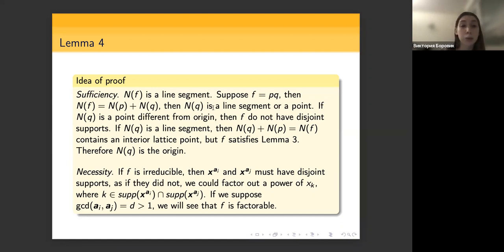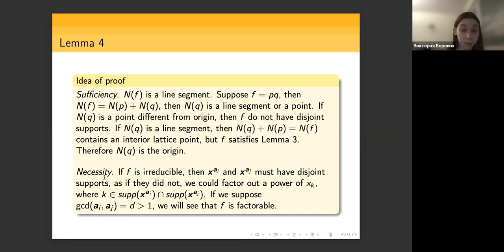And if the Newton polytope of Q is a point different from the origin, then F can't have disjoint supports, therefore Q is a monomial which was factored out from F. But if the Newton polytope of Q is a line segment, then the Minkowski sum contains interior lattice points. But our F satisfies Lemma 3, which states that F doesn't have any interior lattice point. So the last variant: the Newton polytope of Q can be only the origin, and it means that Q is a constant.